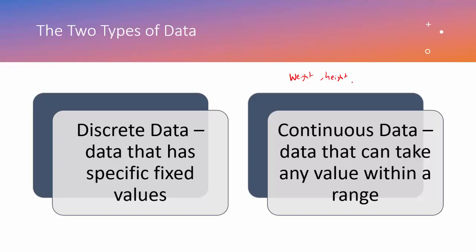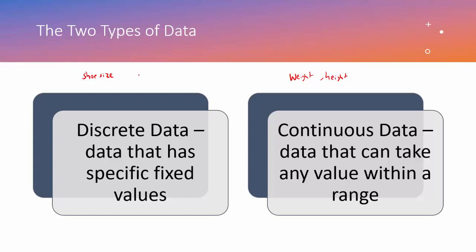Discrete data is data that has specific fixed values. Two main examples of this are shoe size. So somebody is either a shoe size 6, or a shoe size 7, or a shoe size 6.5, but nobody is a shoe size 6 1/4. Nobody's a 6.25, or more importantly, nobody is a 6.37 as a shoe size.